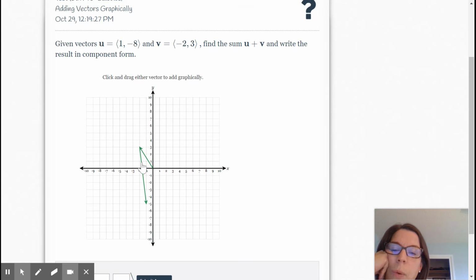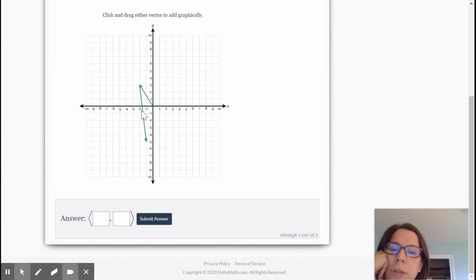Where does it end? It looks like it ends at -1, -5. Now, let me just show you guys something. If I would have, it's not letting me grab that one. That's funny. I think sometimes it lets you grab the other one. It wouldn't matter which one we grabbed first, as long as you're putting the beginning to the end. It ends at -1, -5. Let's see if we are right.